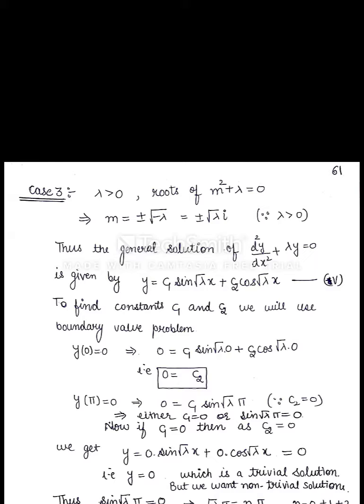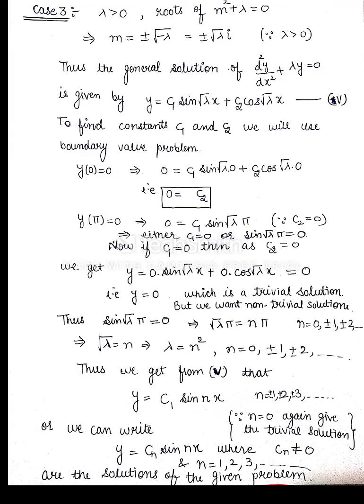Now we want to find the constants c1 and c2 which give the non-trivial solution, and for this we use the boundary conditions. If we apply the first boundary condition, namely y at 0 is equal to 0, equation number 5 becomes 0 = c1 sin(√λ·0) + c2 cos(√λ·0), and this implies that c2 is equal to 0. So our solution 5 reduces to y = c1 sin(√λ x).